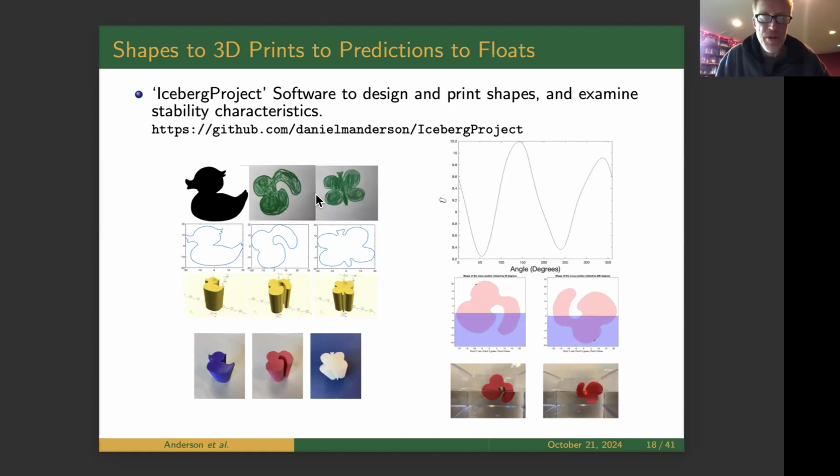You can be as creative as you want on this level. Evelyn runs a capstone course where this is one of the projects. The students design their own shapes, run them through this software, print them, and do a little experiment in class. So it's a nice little thing you can do.